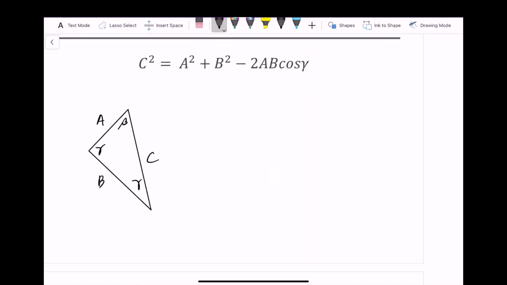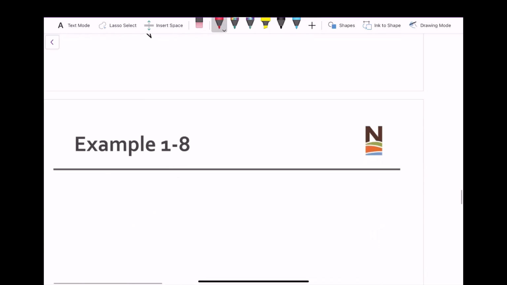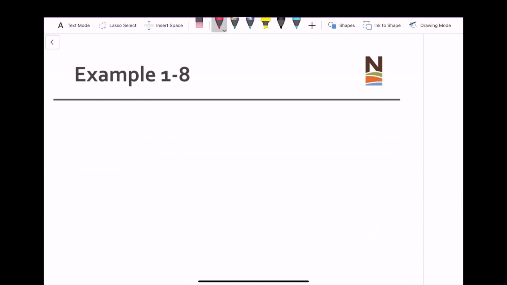So you can see, for example, in this particular equation, we are solving for C, and we're given the opposite angle in this case. We would have to be given the opposite angle. But we don't have any lengths with opposite angles. This will make more sense when we look at this particular example, example 8.